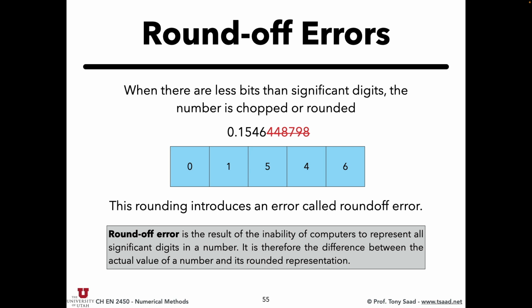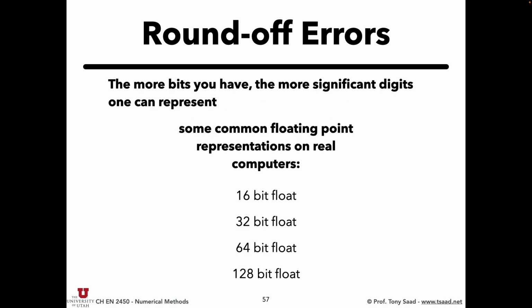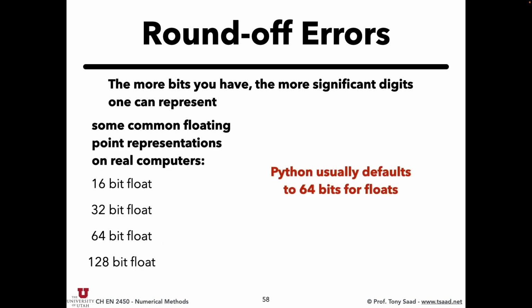So formally, the round-off error is the result of the inability of computers to represent all significant figures in a number. It is therefore the difference between the actual value of a number and its rounded representation on the computer. Okay? The more bits you have, the more significant figures you can represent. So you hear things like this is a 16-bit float, or 32-bit float, or 64-bit float, you know, single precision, double precision. This is oftentimes called half precision. Okay, and 128-bit floats.